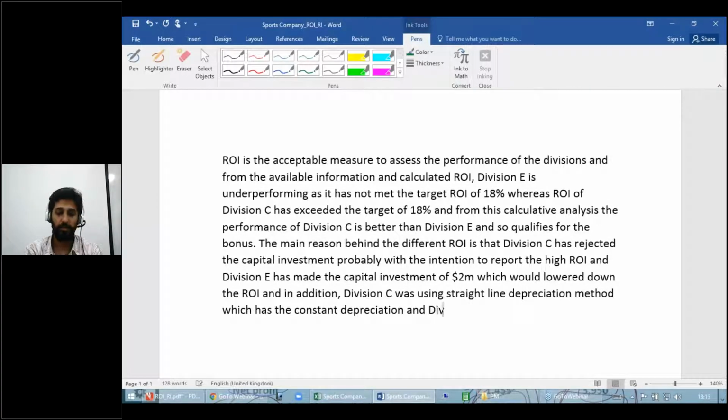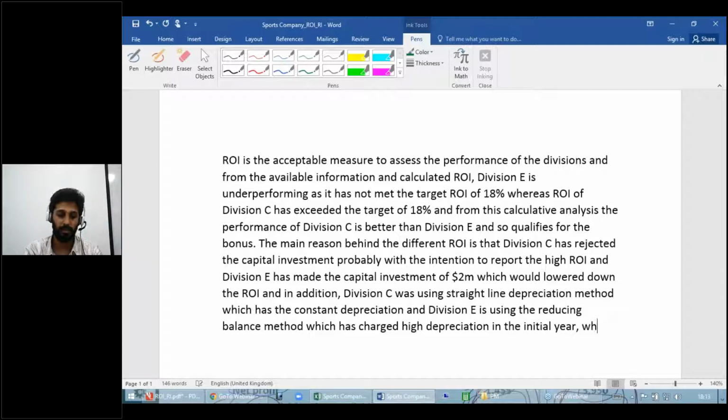and division E is using the reducing balance method, which has charged high depreciation in the initial year, which is the current year, and so reducing the profitability.